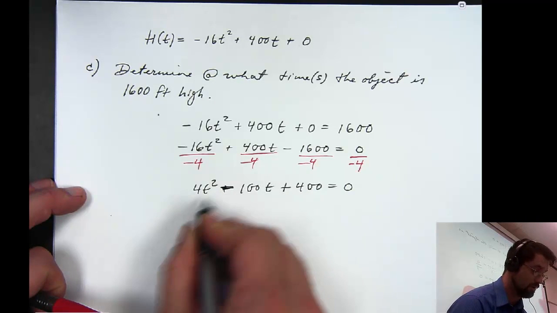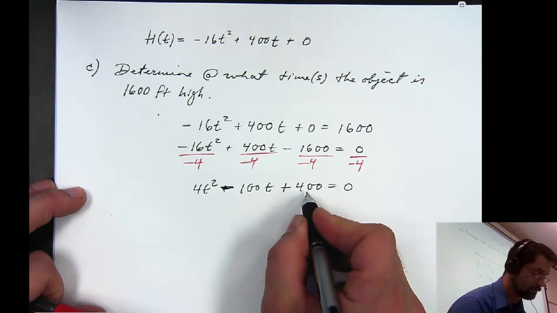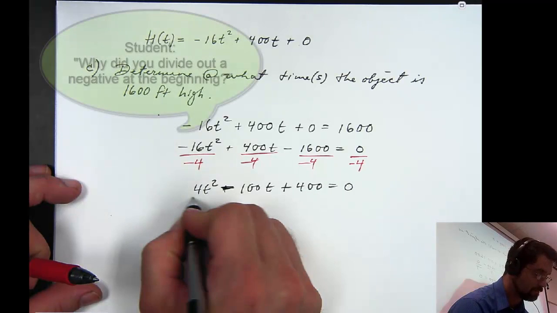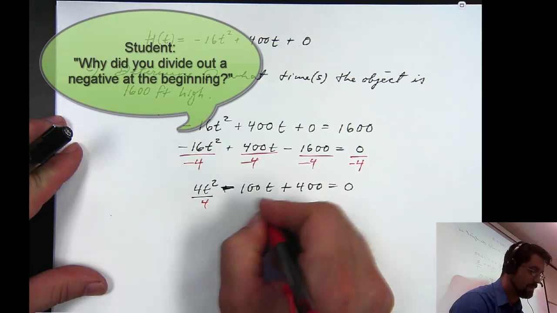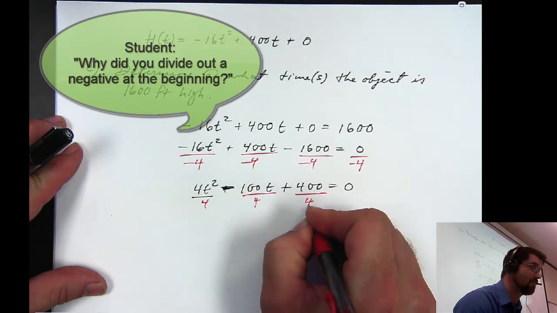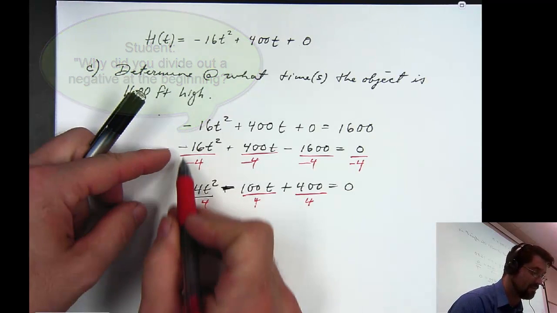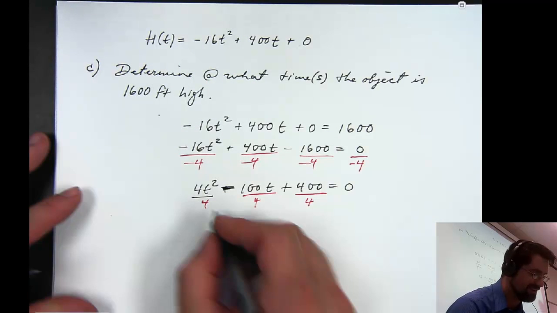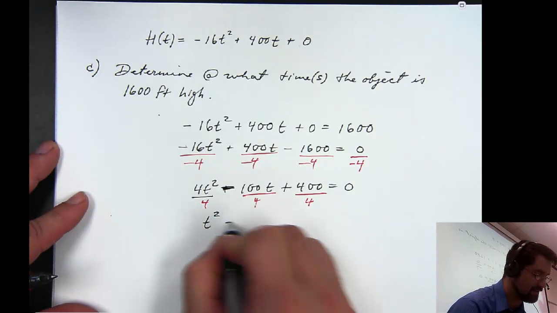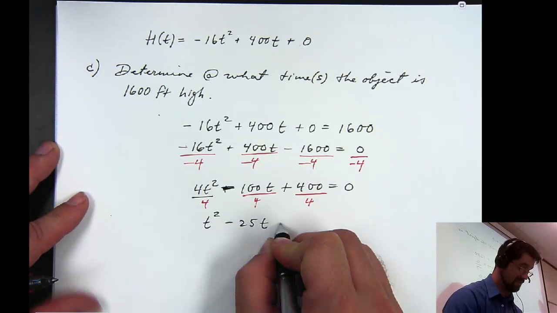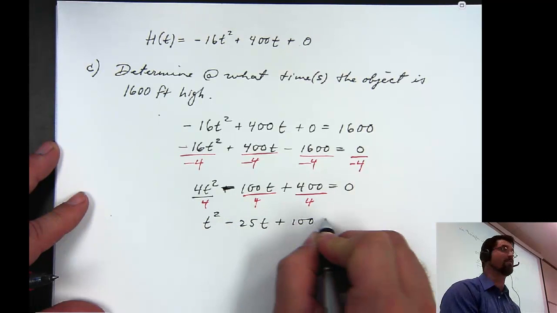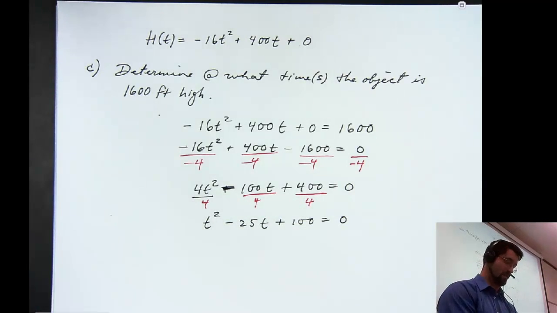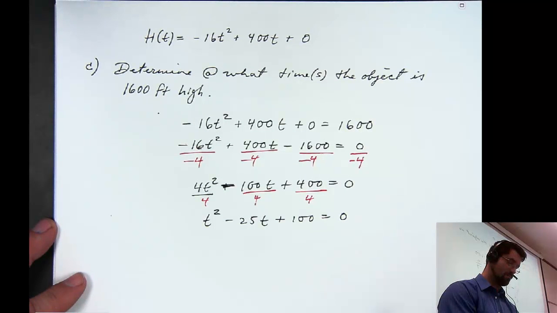But look at these. These are all still divisible by 4. So let me divide again. Why? Because I wanted to get rid of the negative on my first term. I find it easier to factor if the first term is positive, because then sometimes I can just look at what's left and I can actually see the answer just looking at it. Like this. Do you all see the answer just looking at it?